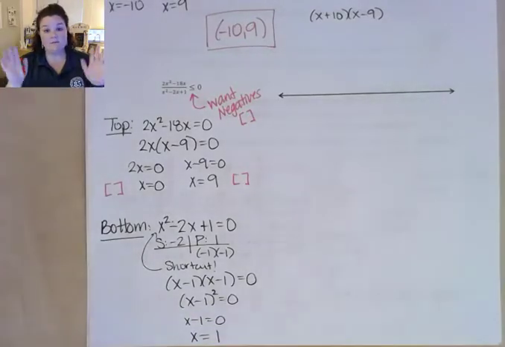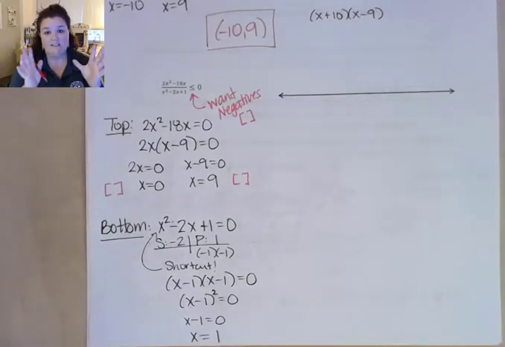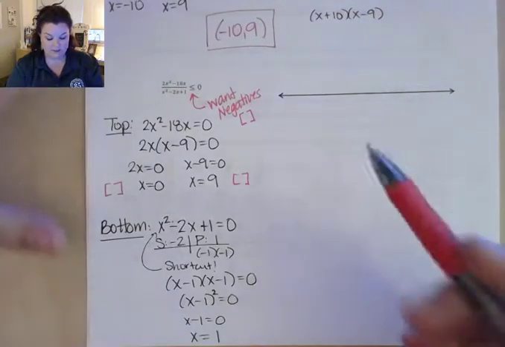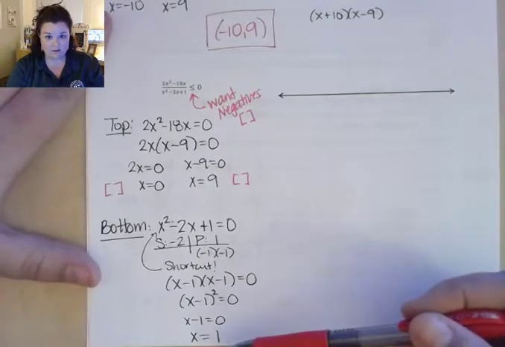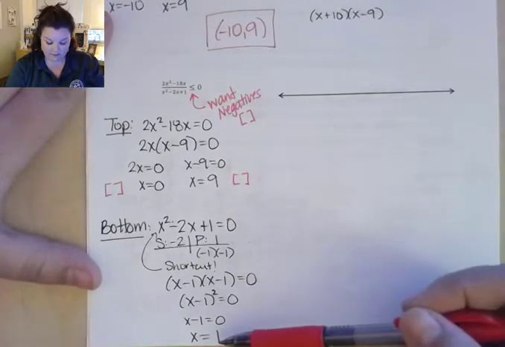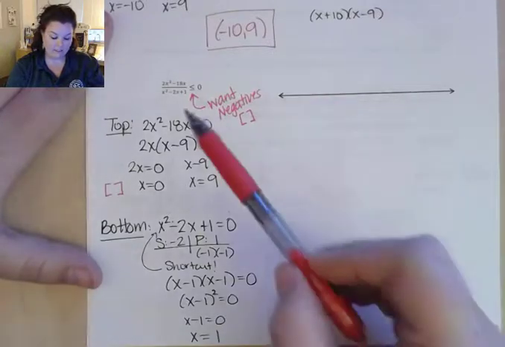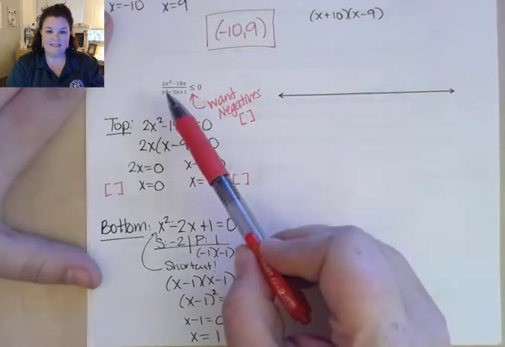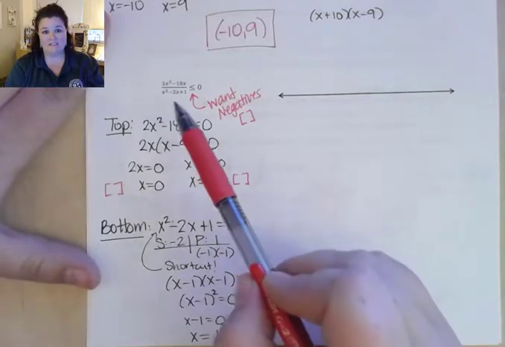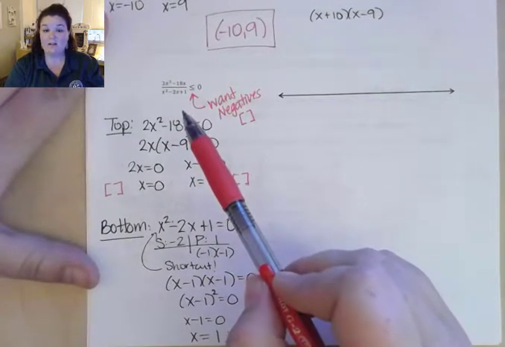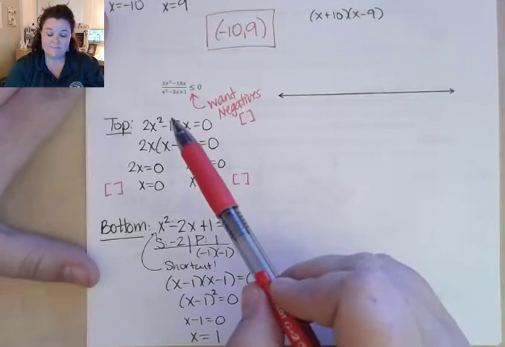Now, here's something that changes a little bit when we're dealing with rational expressions. Because this is a 0 from the denominator, what that means is if I took 1 and plugged it into this, I would get a 0 in the denominator. And it's not possible to work with something when there's a 0 in the denominator because it's undefined, right?